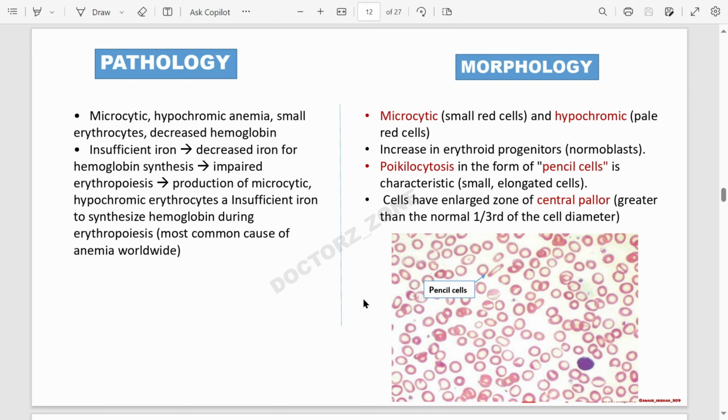So on the peripheral blood smear, how do we know that there is abnormality in the RBCs? Usually we compare the size of the lymphocyte with the size of the RBCs. In the normal condition, both have equal size. But in case of iron deficiency anemia, there is a decrease in the size of the RBCs. Here we can easily appreciate that there is a decrease in the size of the RBCs, and there is also an increase in the central pallor region due to decreased synthesis of hemoglobin. And also there is poikilocytosis, variation in the shape of the RBCs. And here we can appreciate pencil cells.